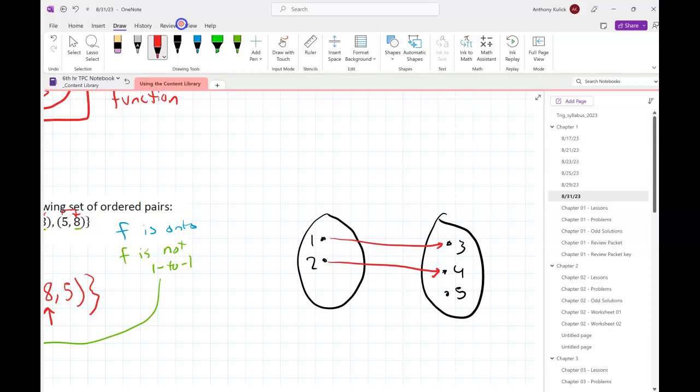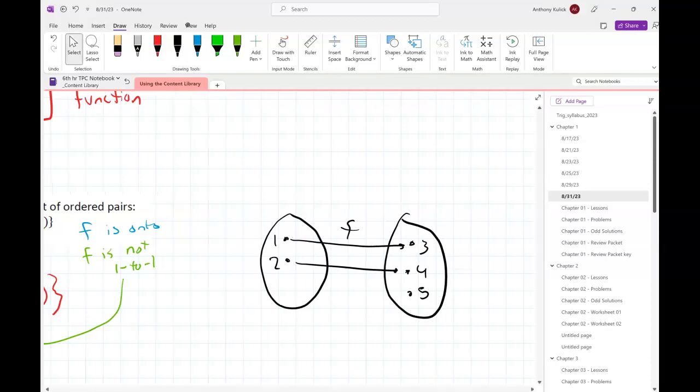So this is an example here of a function that is, why am I using a different color? Let's just make it all black. This is a function that's one-to-one, but not onto, right? Why is it not onto?